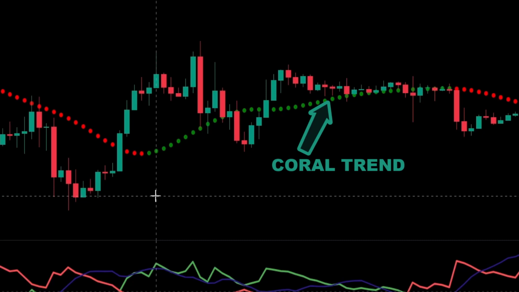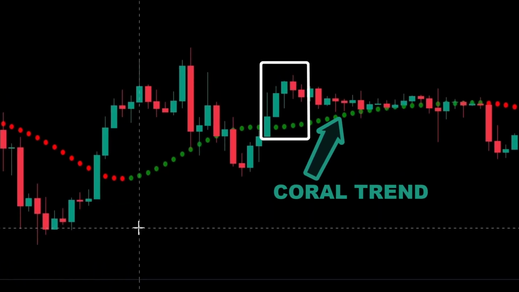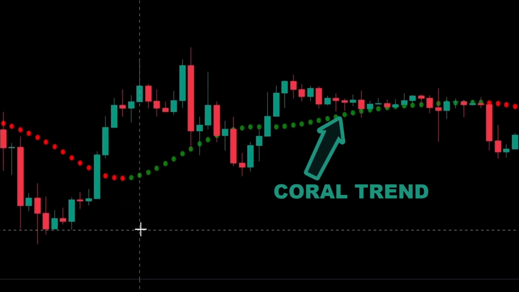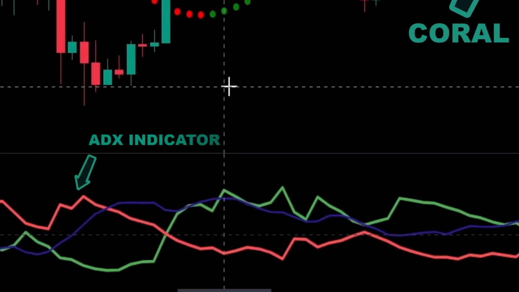Once the pullback has been created, we're going to be waiting for the price action to cross and close above the green dots. Once we have that, we're going to be looking at the ADX indicator for the trade confirmation.